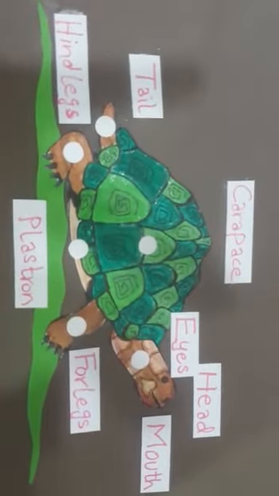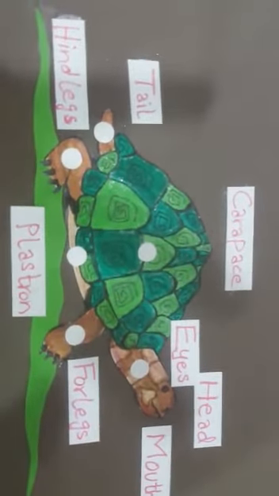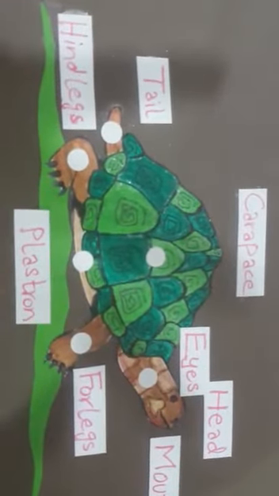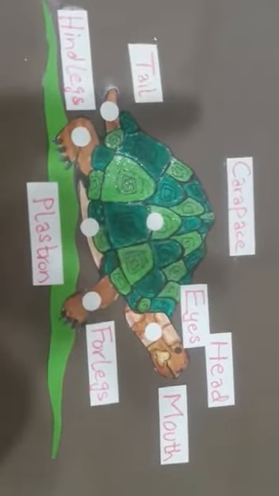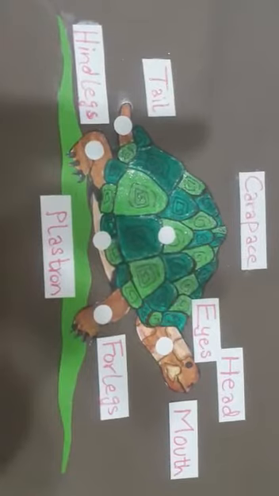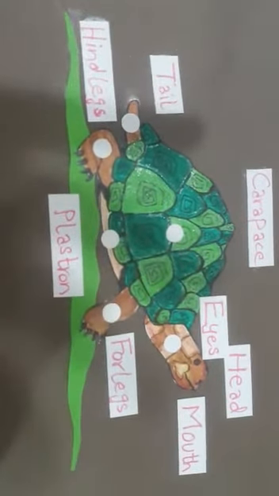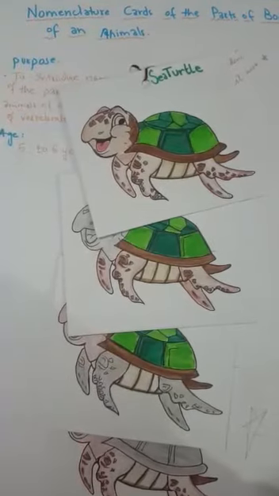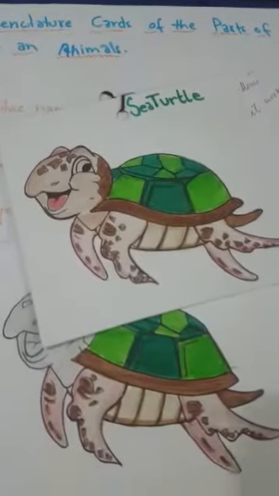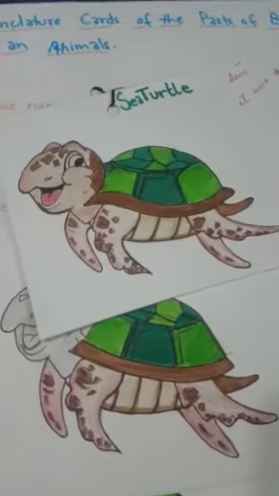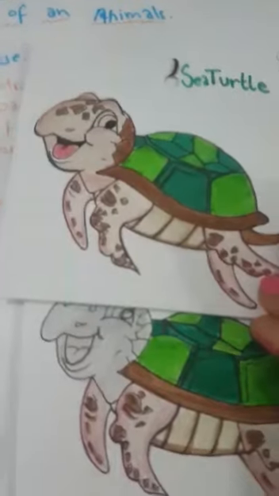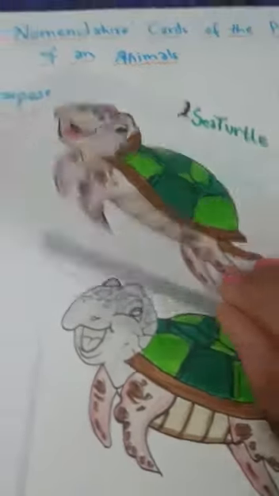Animals jigsaw puzzle: to introduce the different parts of animals and to enable the child to compare the morphology of animals with that of humans. A turtle has eyes, head, mouth, forelegs, plastron, carapace, tail, hind legs. Nomenclature cards of parts of the body of an animal. We have got an example of a sea turtle, while the land turtles have some other features different from the sea turtle. Let's see the detail about the turtles.